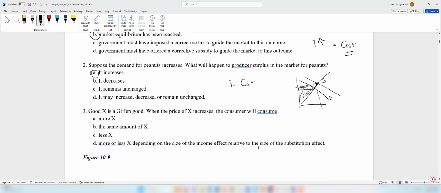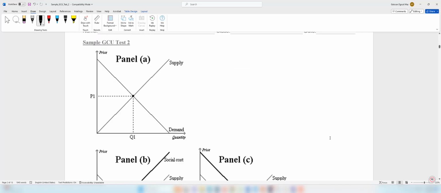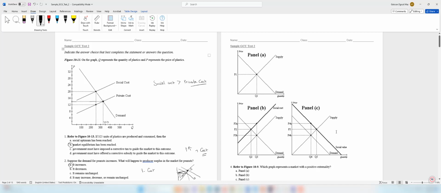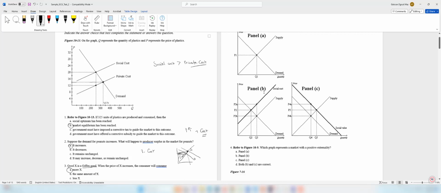Good X is a Giffen good. When the price of X increases, the consumer will consume more X. So that is the difference between Giffen goods and other goods. For Giffen goods, when the price increases, demand increases. So we have a panel here. Let's make this. Here we have panel A, panel B, and panel C. And the question is asking which graph represents a market with positive externality.